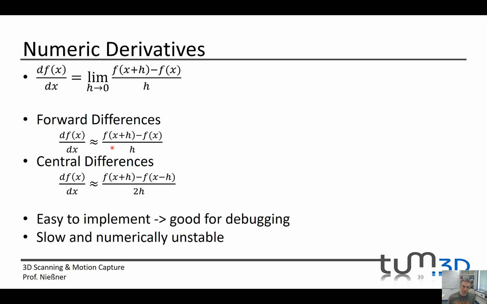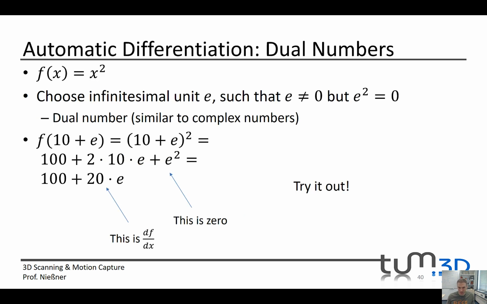So numeric derivatives are easy to do, but if you actually want something fast and numerically stable, it's not the right thing. For debugging purposes, it might still be pretty good. Okay, there's a thing called auto differentiation. Actually, there are many ways to do auto differentiation, but I wanted to show you one thing that I found pretty cool. One thing that is really cool is using dual numbers.